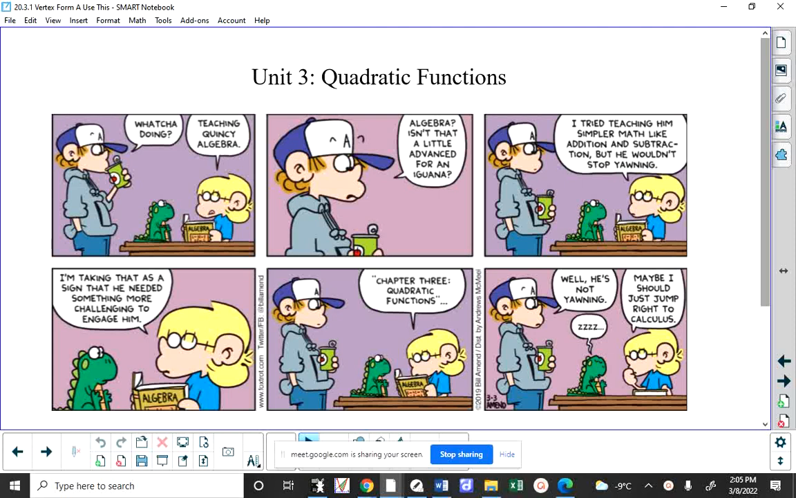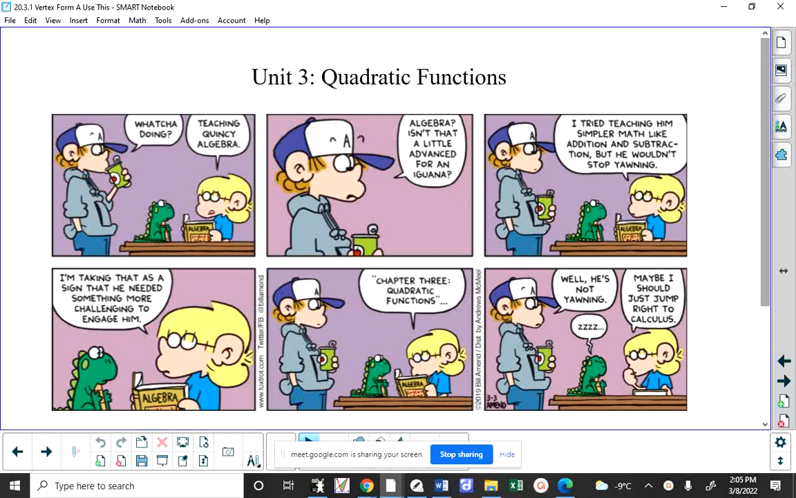This next section that we're entering in Math 20 is quadratics. Unit 3 deals with quadratic functions, and Unit 4 deals with quadratic equations. Quadratics is to Math 20 as linear functions was to Math 10. In Math 10, you're always dealing with linear functions and linear equations.